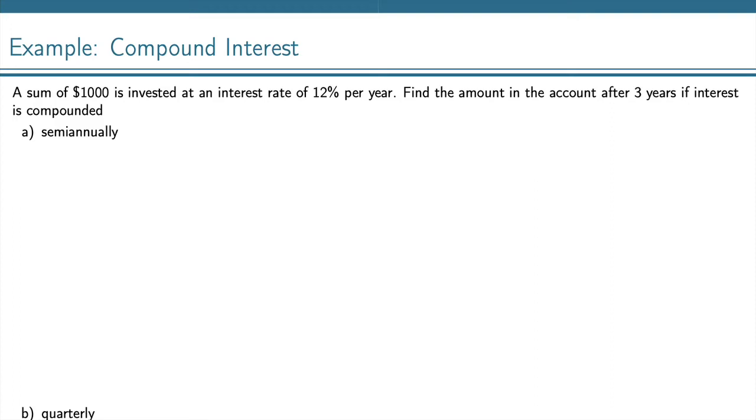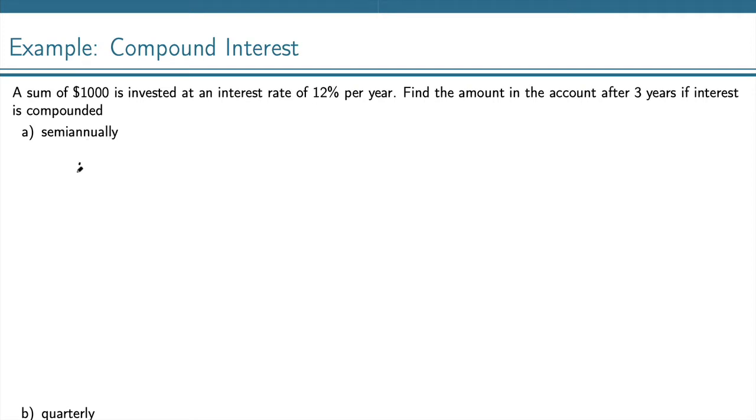A sum of $1,000 is invested at an interest rate of 12% per year. Find the amount in the account after 3 years if interest is compounded semi-annually. So semi-annually means twice per year.